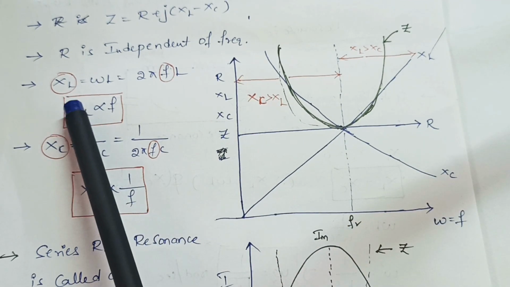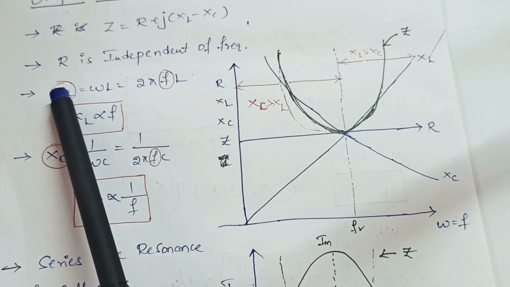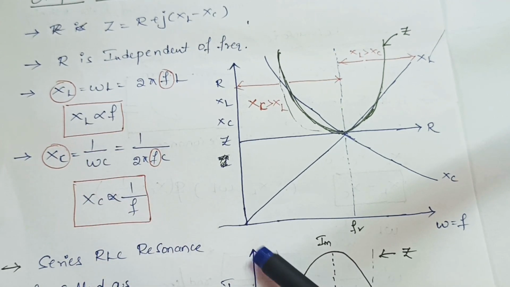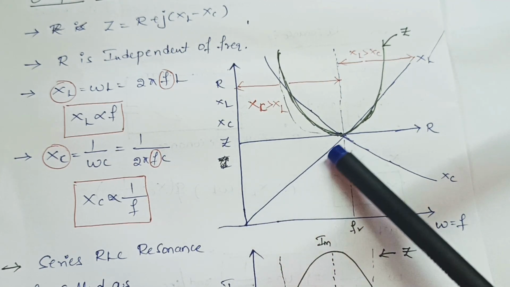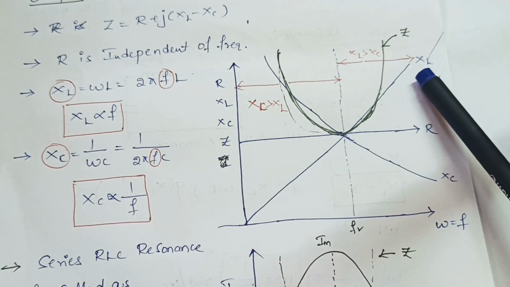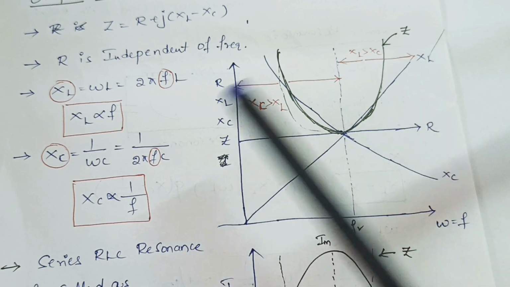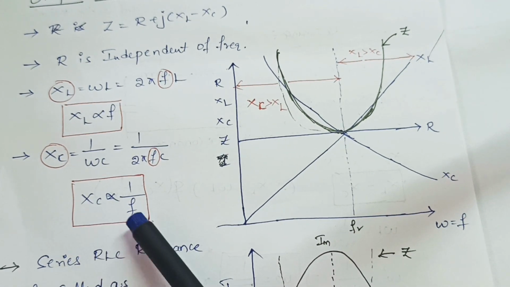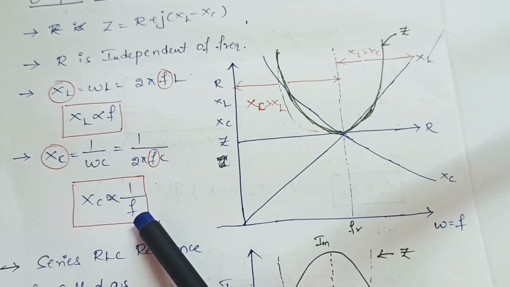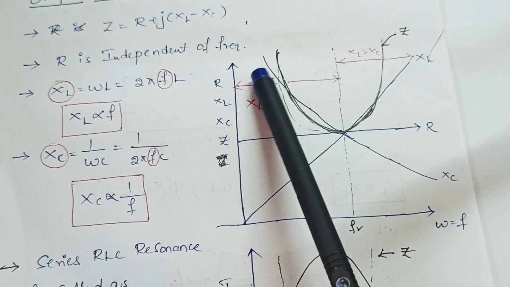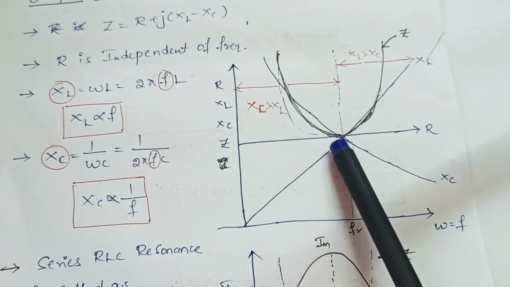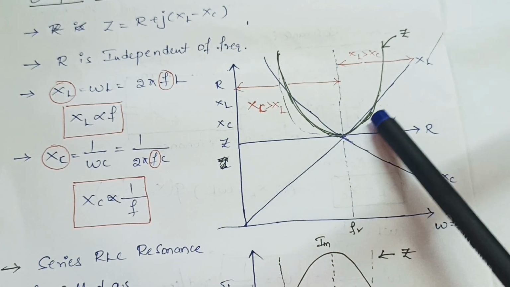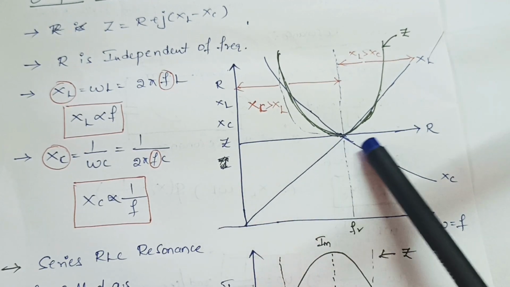If you take XL and f, both are proportional, that is, linear. Simply I am taking this curve. This is a linear curve, also represented with XL. And coming to XC and frequency, these two are inversely proportional. If they are inversely proportional, the curve looks like this. This is the XC curve. This is the XL curve. This is the resistive curve.